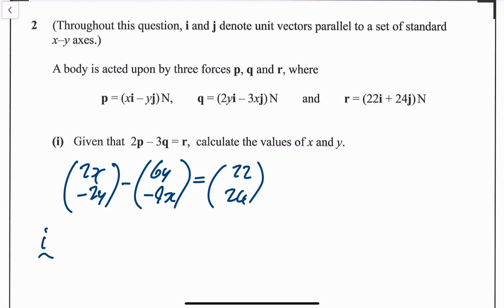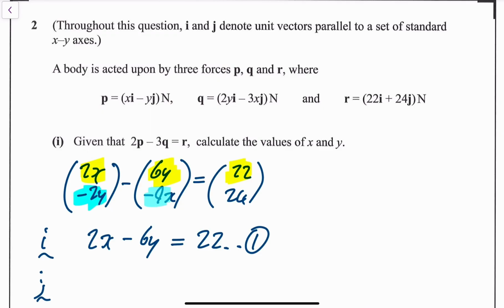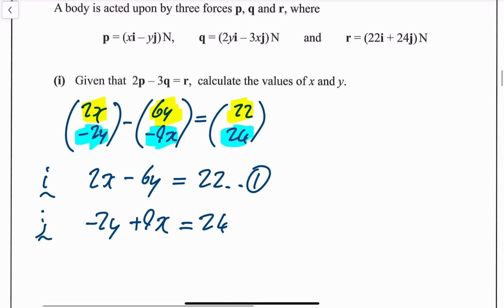Now I'm going to look at the I part. So the I's are in yellow. So we have 2X plus 2X minus 6Y is equal to 22. That's equation 1. And then the J's, if we look at the J's, they're going to be in the blue. Again, be careful here. I'll try not to make the same mistake. Minus 2y, minus this time is plus 9x, is equal to 24. That's my equation 2. I'm just going to write that as 9x minus 2y equals 24 as my equation 2.